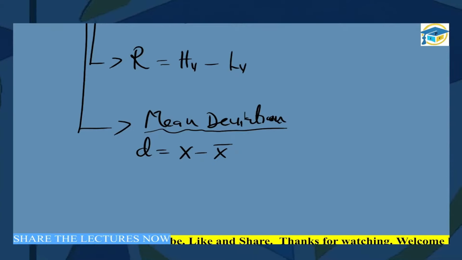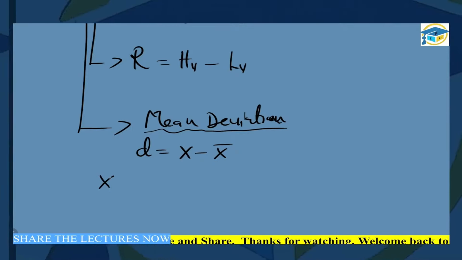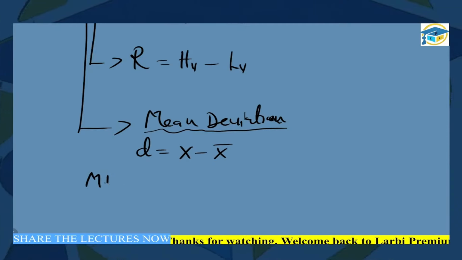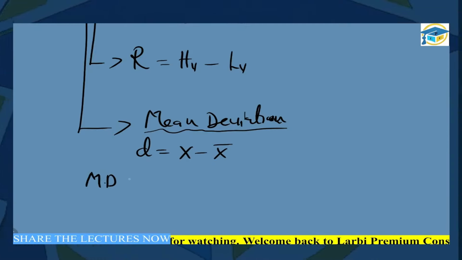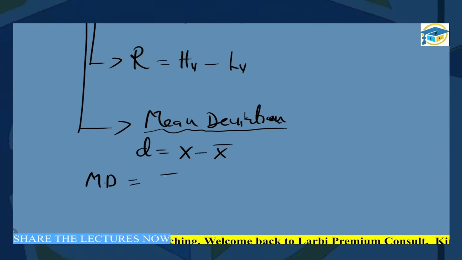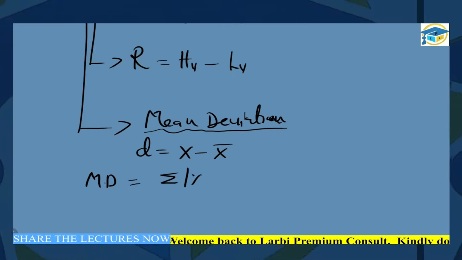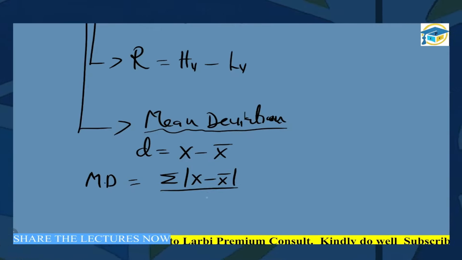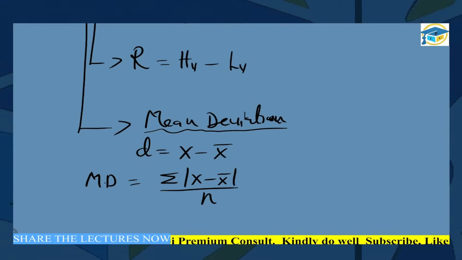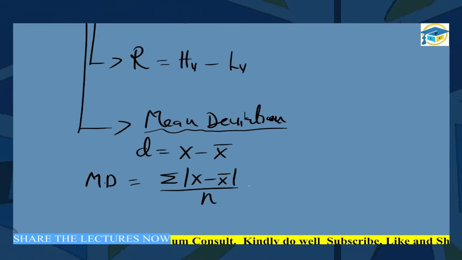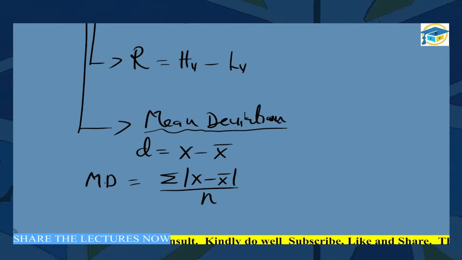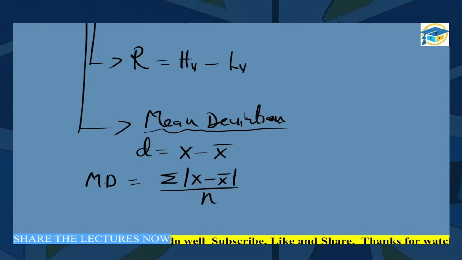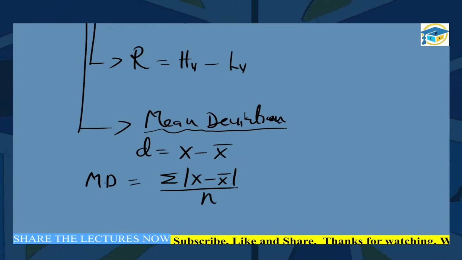So for ungrouped data, to calculate the mean deviation, we will say that MD, the mean deviation, is always equal to the summation of the absolute value of X minus X bar, being the deviation, and then divide by N. This is for ungrouped data, as we are discussing ungrouped data. So that's how we calculate mean deviation for ungrouped data. Let's take note of that.